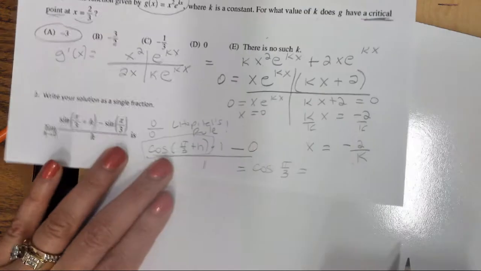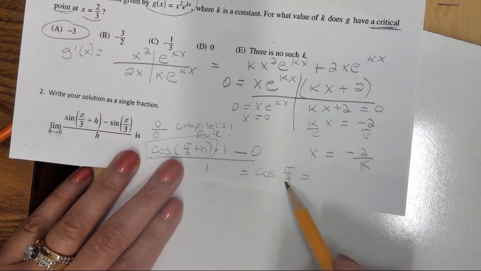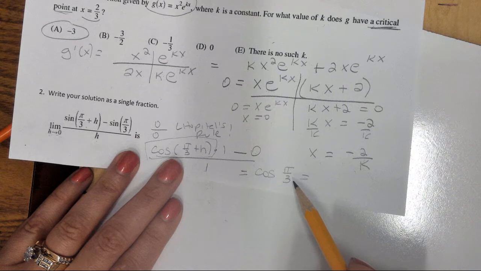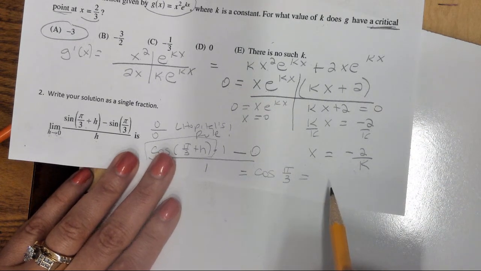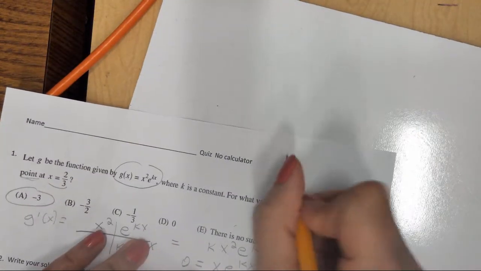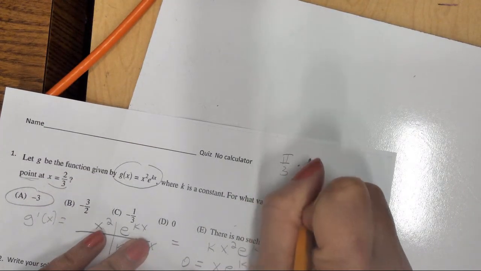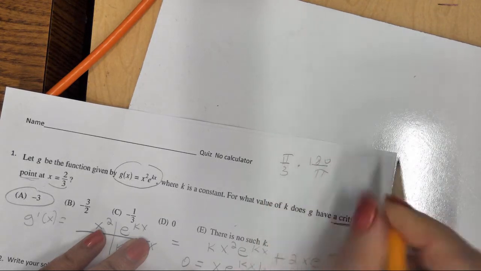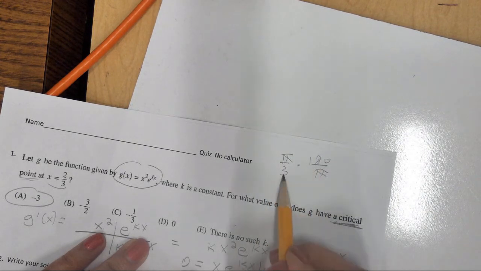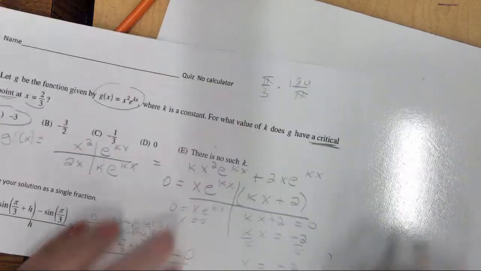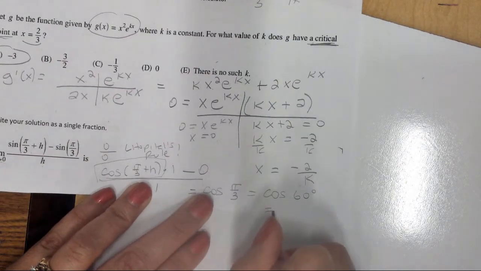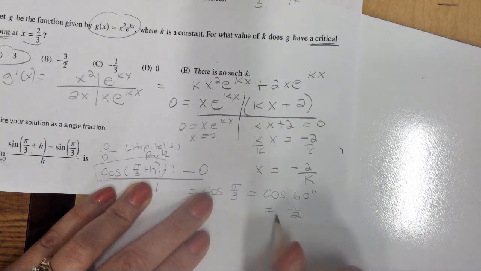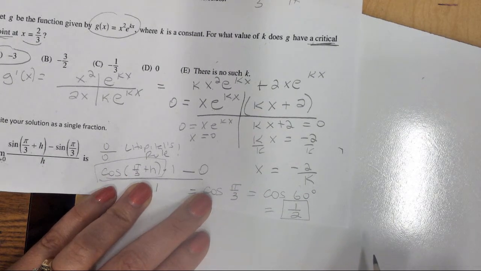And what is cosine of pi over 3? Well, if you don't know radians off the top of your head, you should know that pi over 3 is equal to 60 degrees, right? Because I take pi over 3 and multiply that by 180 over pi. So my pi's cancel. 180 divided by 3 is 60. So this is the same as cosine of 60 degrees, which equals 1/2. Final answer, 1/2.